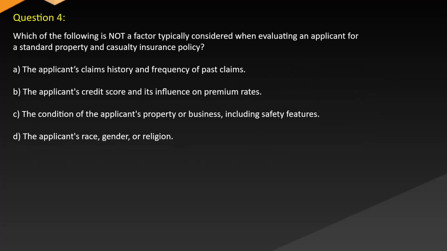Which of the following is not a factor typically considered when evaluating an applicant for a standard property and casualty insurance policy? A. The applicant's claims history and frequency of past claims. B. The applicant's credit score and its influence on premium rates. C. The condition of the applicant's property or business, including safety features. D. The applicant's race, gender, or religion.